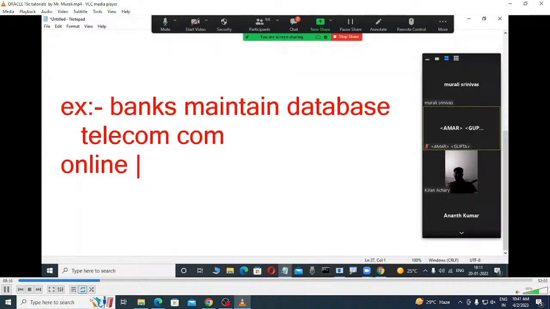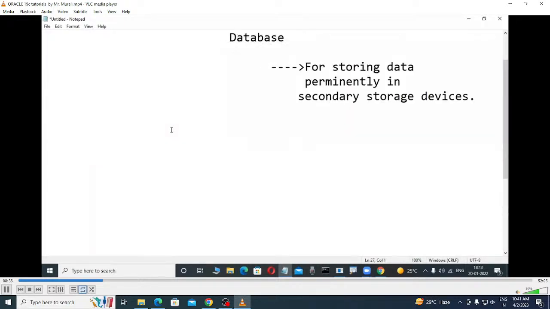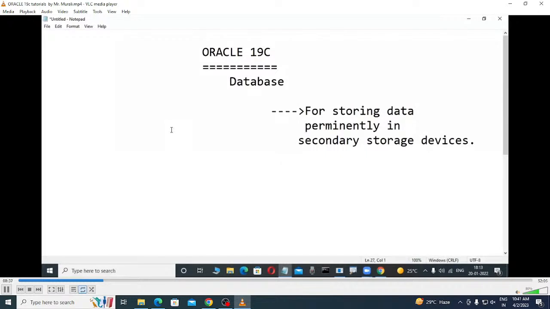Nowadays in banking systems, OTP validation is there. When we type a phone number, the OTP is automatically generated and sent to you. How? Through a database application. That's why so many reservations and all these things work. So many real-time applications worldwide maintain databases.